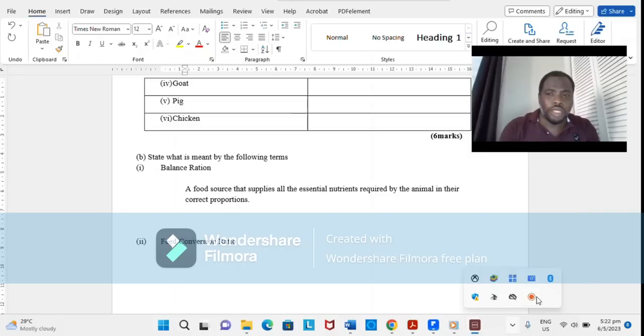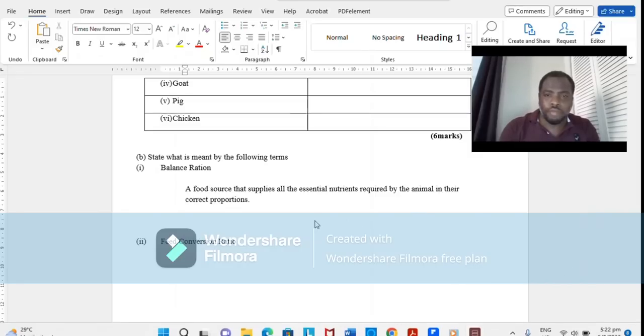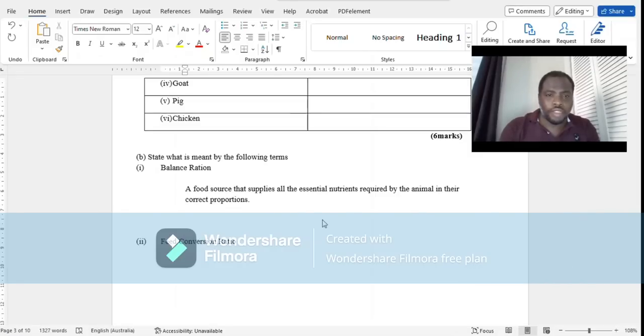So we are looking at a balanced ration. Now, the ration is the food that you basically feed to an animal. And once you have a balanced ration, you want one that supplies all the essential nutrients that are needed by that particular animal or group of animals in their correct proportions.